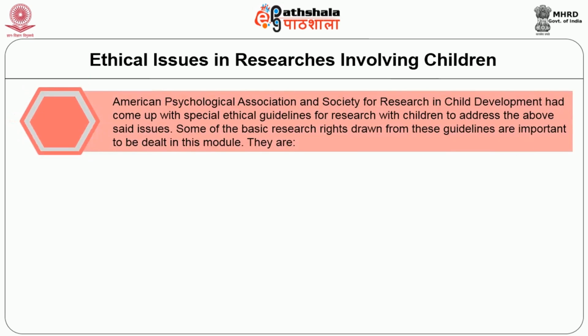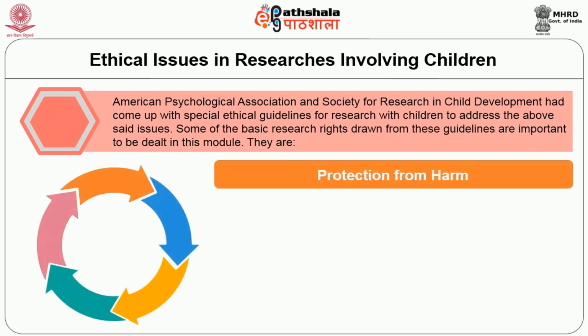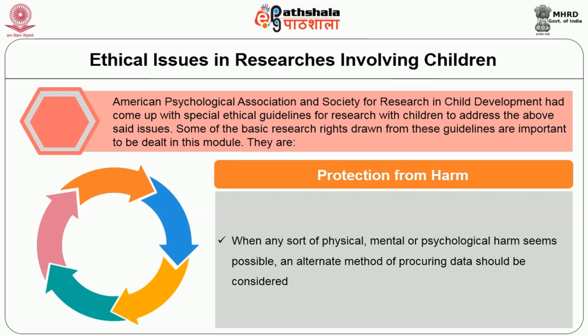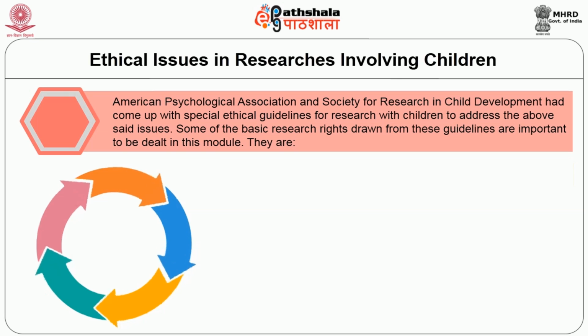American Psychological Association and Society for Research in Child Development had come up with special ethical guidelines for research with children to address the above said issues. Some of the basic research rights drawn from these guidelines are important to be dealt in this module. The first one is protection from harm. When any sort of physical, mental, or psychological harm seems possible, an alternate method of procuring data should be considered.